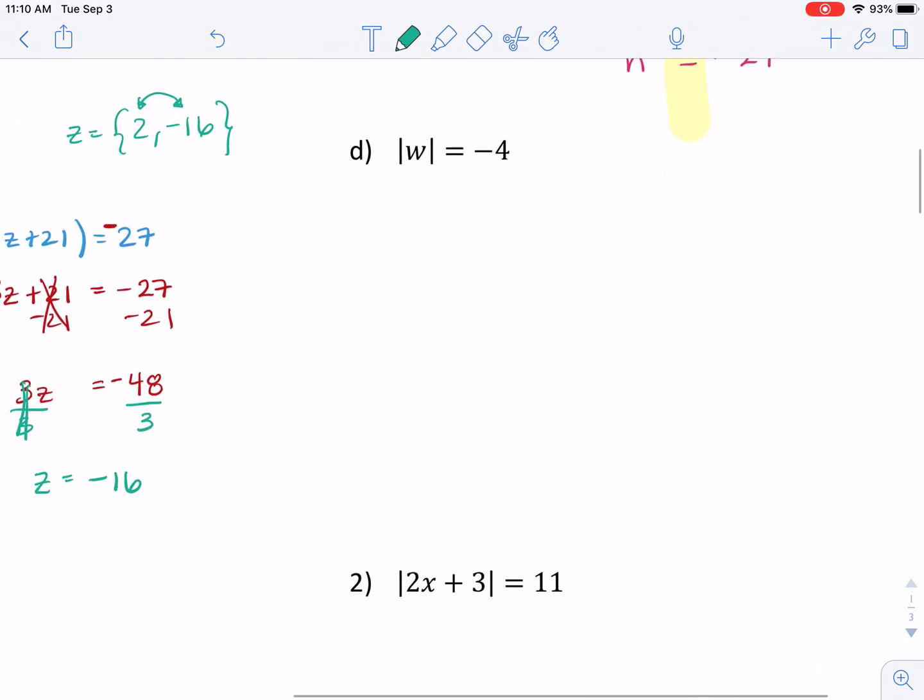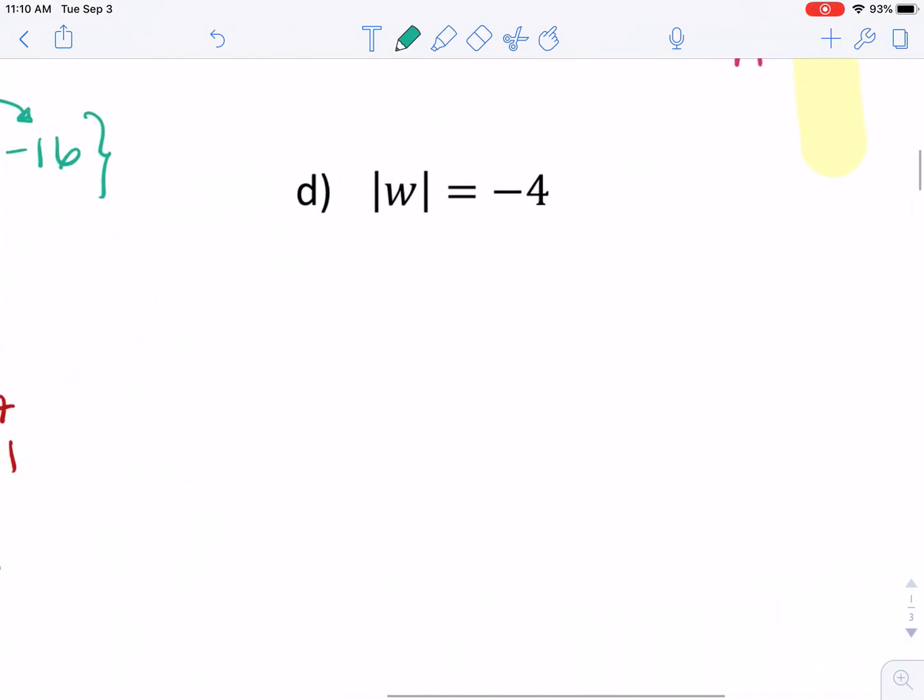So our very last one is a trick. And this is why I was saying step 1, isolate the absolute value. It's all by itself. Nothing else is over there. Step 2, check out this number. Is it positive? No. So this problem has no solution. You're done. If this number is negative, you cannot do the problem because there is no value that's going to come out as a negative.